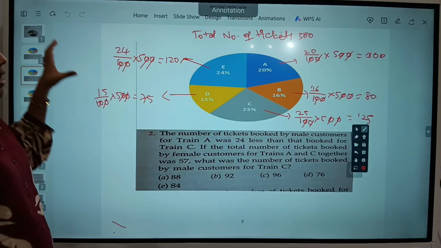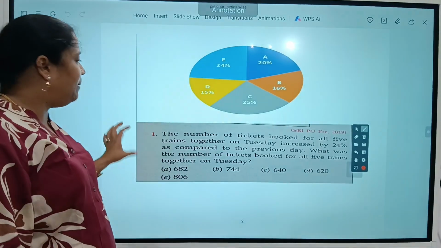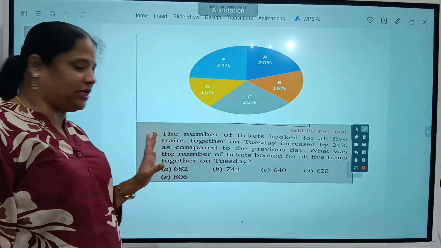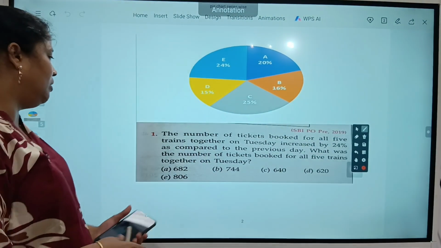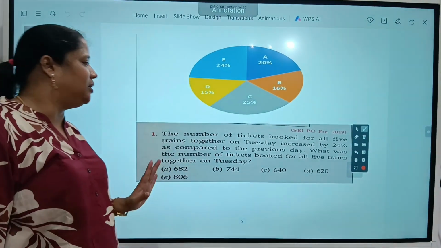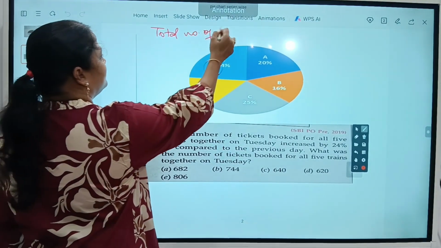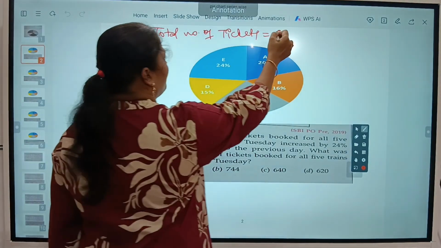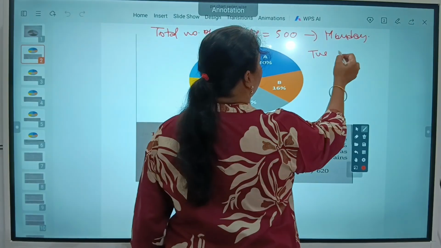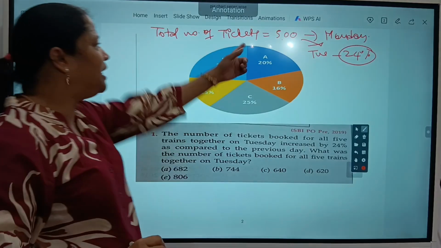You have to note these points so that the question will be easy for us to solve. The number of tickets booked for all these 5 trains together on Tuesday increased by 24% as compared to the previous day. What was the number of tickets booked for all trains together on Tuesday? The total number of tickets booked on Monday is 500, and on Tuesday they increased by 24%. So what is the value we have to find out?